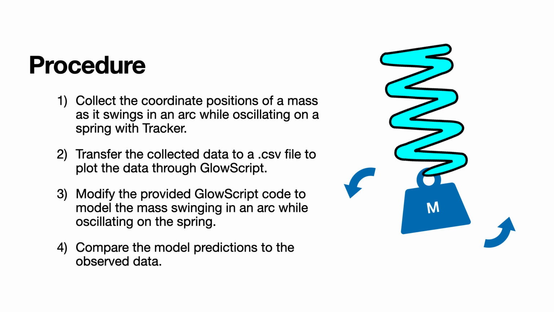To complete this lab, I'll be following 4 steps. First, I'll collect the coordinate positions of a mass as it swings in an arc while oscillating on a spring with Tracker. Second, I'll transfer the collected data to a .csv file to plot the data through GlowScript. Third, I'll modify the provided GlowScript code to model the mass swinging in an arc while oscillating on the spring. Fourth, I'll compare the model predictions to the observed data.